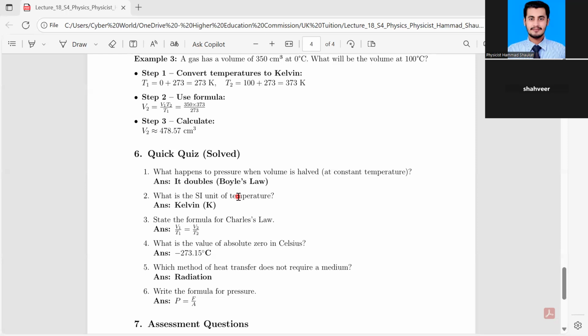What is the value of absolute zero in Celsius? Negative 273.15 degrees Celsius. Yes. This is the lowest possible value theoretically, and this value is known as absolute zero. Keep remembering this value. It sometimes comes in MCQs, like what is the absolute zero in Celsius? So absolute zero in Celsius is negative 273.15.